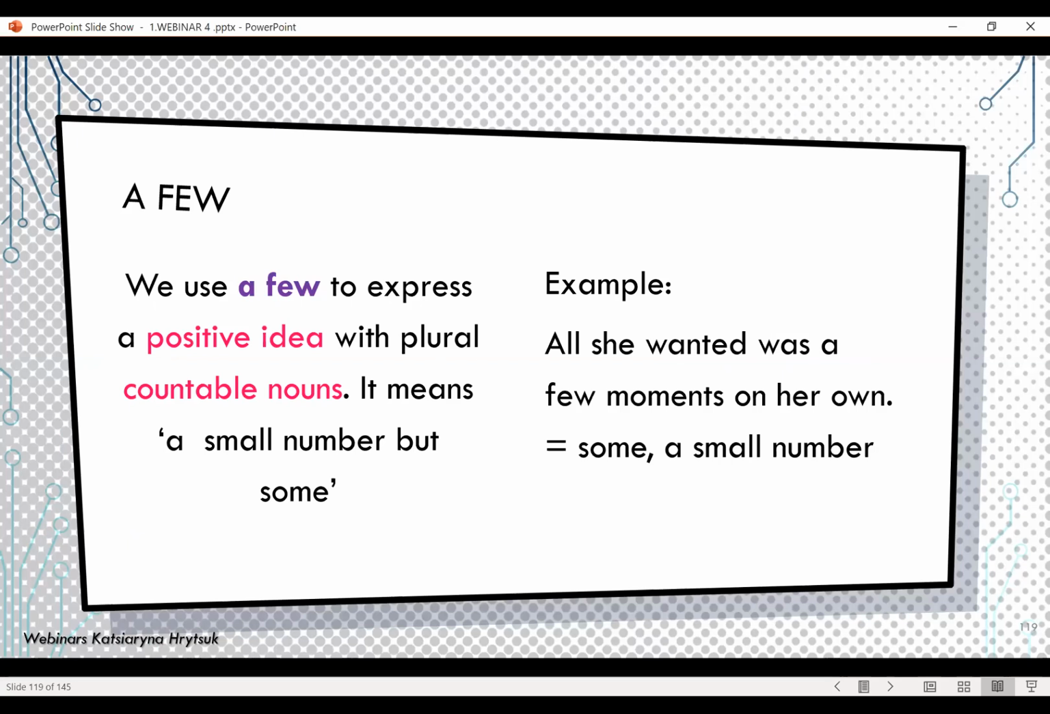All she wanted was a few moments on her own. On her own. A small number. Yes, just a bit. So it's a positive idea. All she wanted was a few moments. Just some moments. Okay? So remember, the article a gives a positive meaning, so we add positive meaning to the sentence.